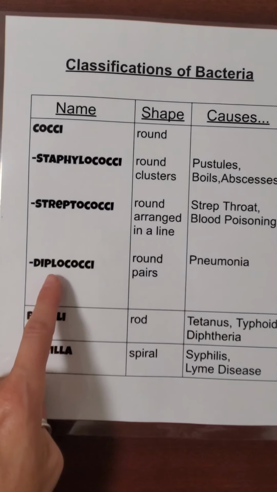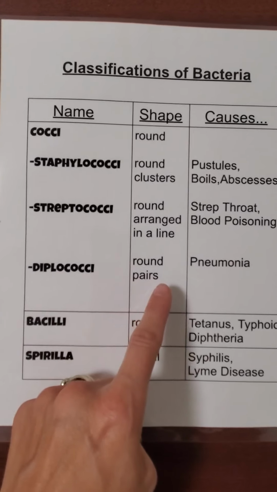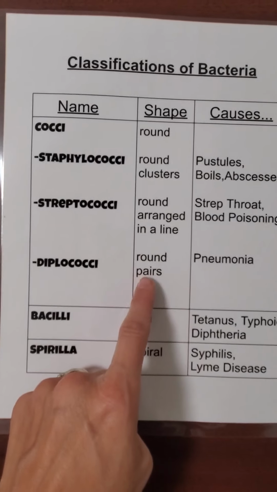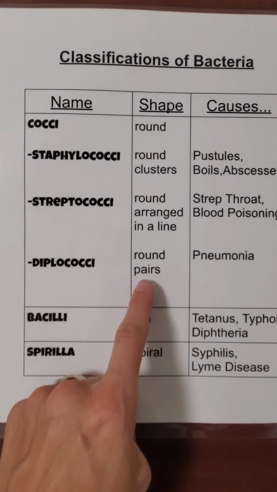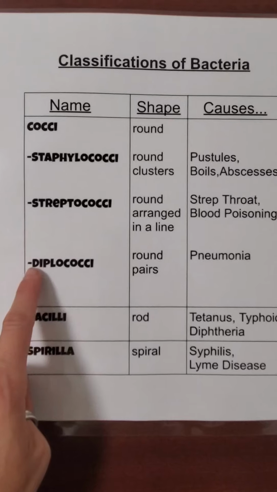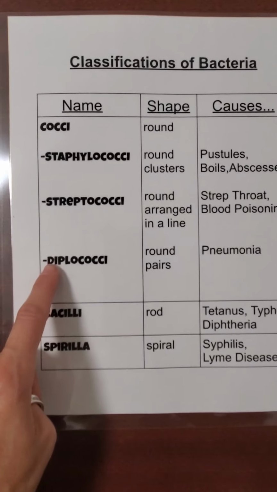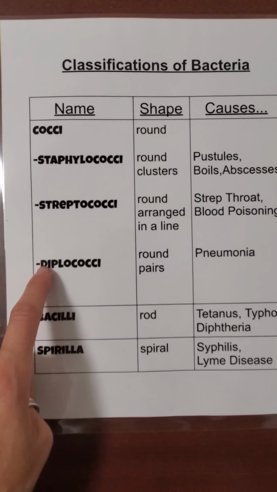And then the third is diplococci. Diplococci means round in pairs. I like to think of this like the candy Fun Dip. There's two parts to Fun Dip, and there's two parts in this pair. Or also, you can look at the word di, which means two.